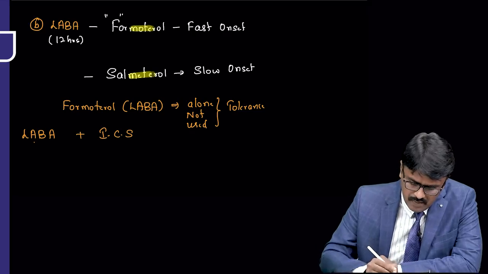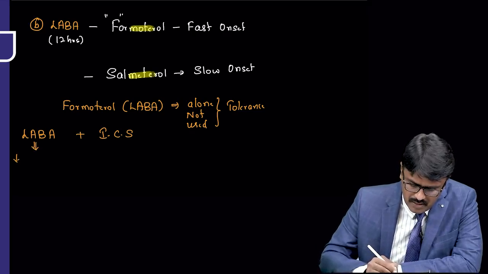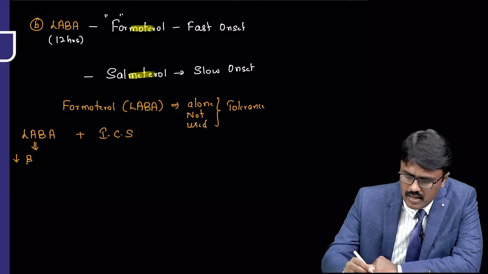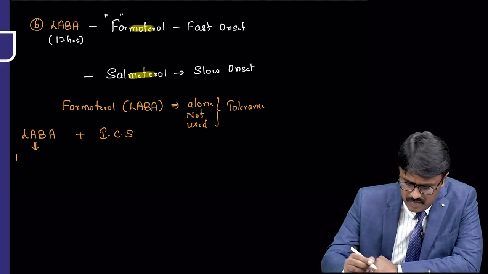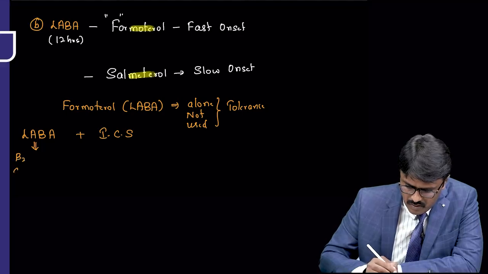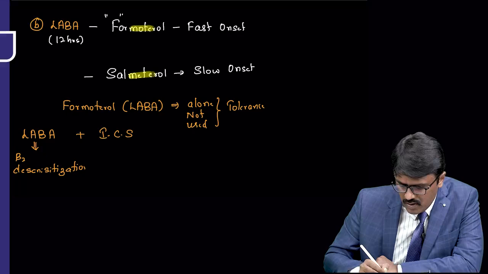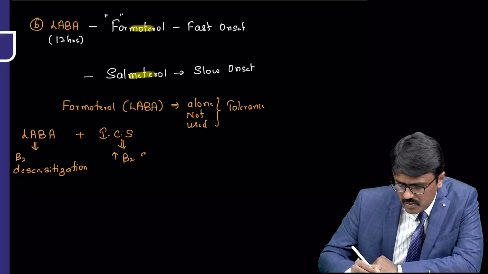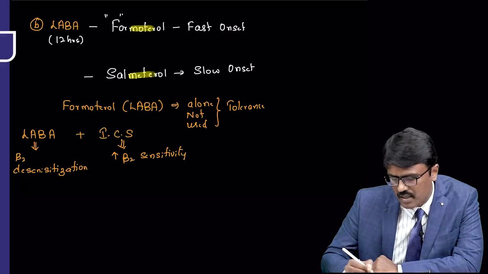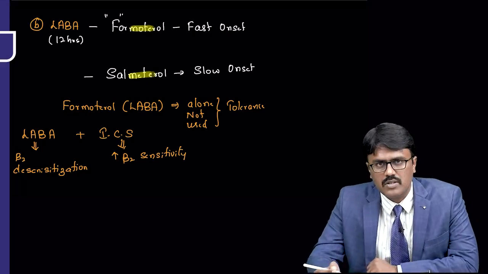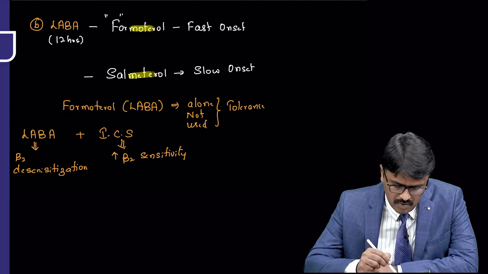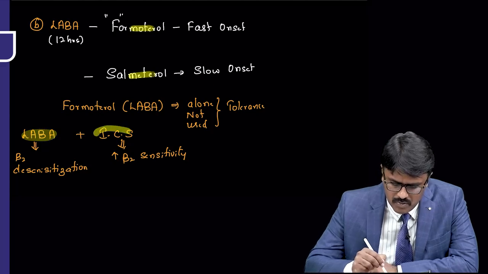Now when you use LABA, what is the problem? Beta 2 will undergo desensitization. But what does inhaled corticosteroid do? They increase beta 2 sensitivity. That means they increase beta 2 response. So the tolerance problem will not develop when I use them together.